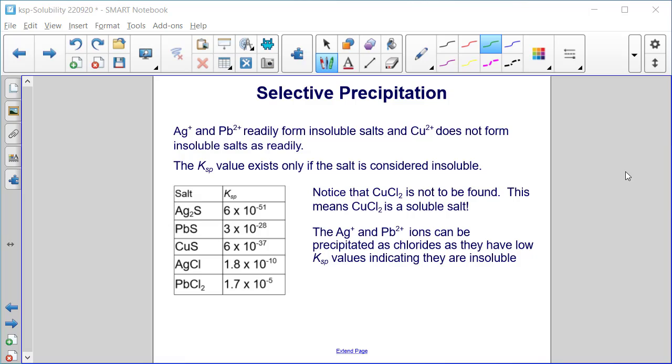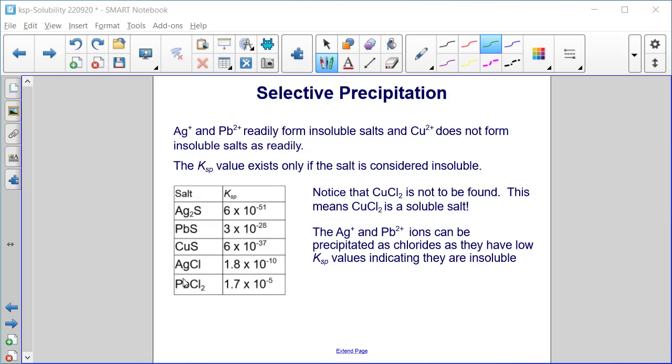Silver ion and lead 2+ ion readily form many insoluble salts. The copper 2+ ion doesn't form the insoluble salts as readily. We have Ksp values for silver sulfide, lead 2 sulfide, copper 2 sulfide. They're all much less than 1, so not very soluble. Silver chloride and lead 2 chloride also have these very small Ksp values. The value exists only if the salt is insoluble, and we don't have one for copper 2 chloride, meaning that it is a soluble salt.